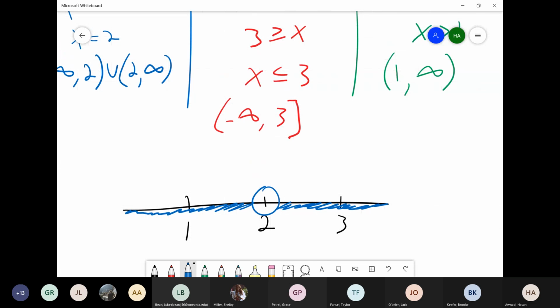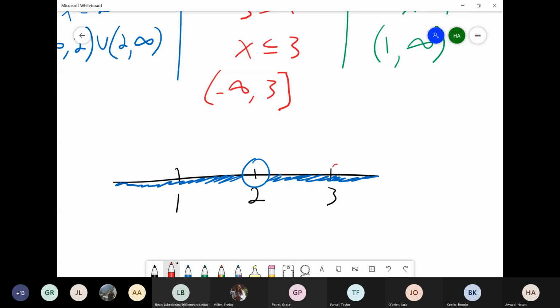For the red piece, the red is saying, okay, starting from 3, we want all of the numbers to the left of 3 and including 3, right? So we're going to put a red closed circle here on 3, and we want all the numbers to the left of it. But now remember, we're excluding 2, right? So we can't possibly include 2 in our final domain, even though it's included for the piece in red. 2 is absolutely part of that interval, but when we're combining all of these restrictions, we see that x is equal to 2 is still a restriction, so we can't have that.